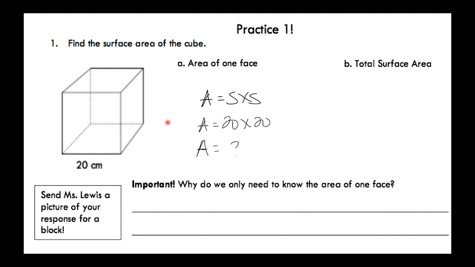And then this time, since all my sides are congruent, I don't necessarily have to add anything together. I don't have to find any other sides. I'm going to take this unknown area we found and multiply it by 6. Why 6, you might ask? It's because there's 6 identical sides with the same area that we have here.